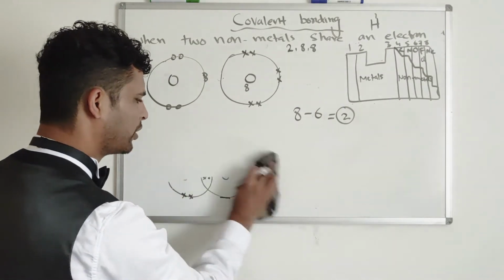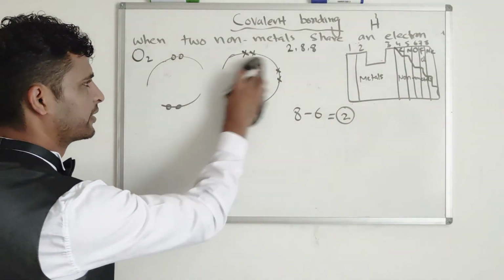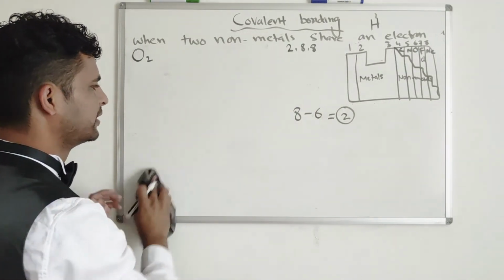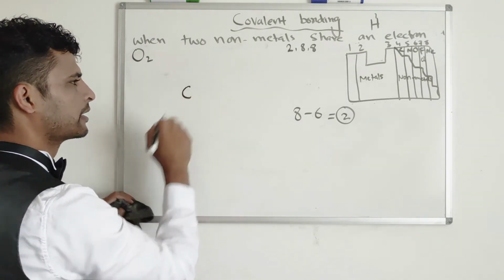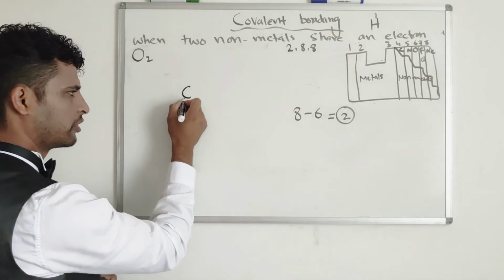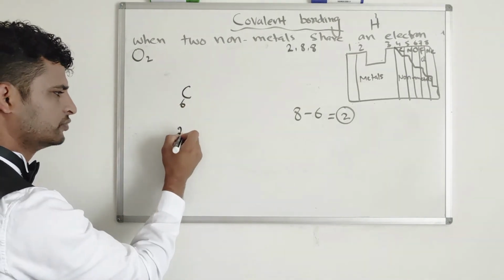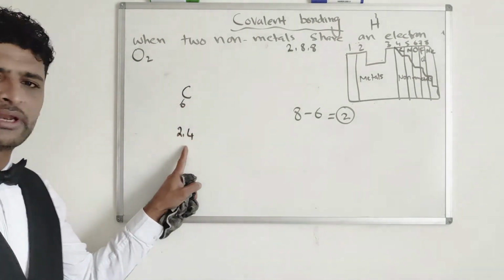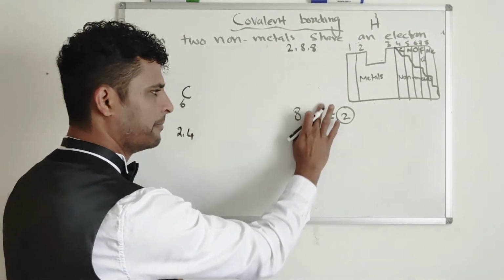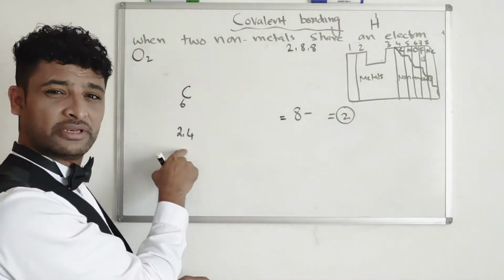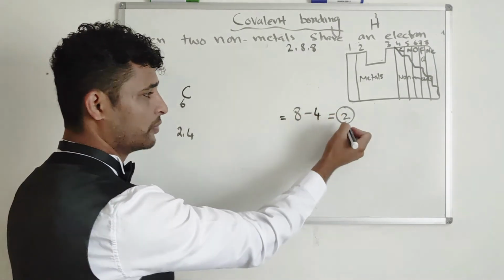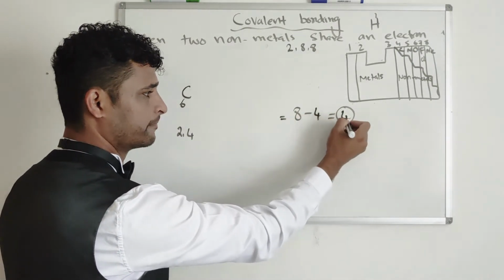I'm just going to do quickly one more example, carbon dioxide, which is very famous. If you have carbon dioxide, for example, carbon belongs to the 4th group. Its atomic number is 6, so it is 2 and 4. It means it has 4 electrons in the outer shell. Maximum it can have 8 electrons in the outer shell, but it has only 4. So 8 minus 4, that will make it 4.